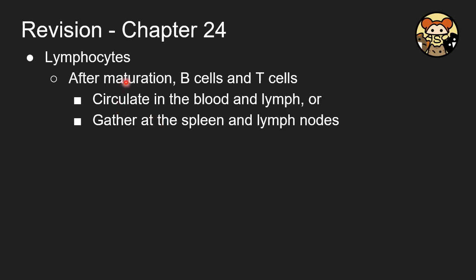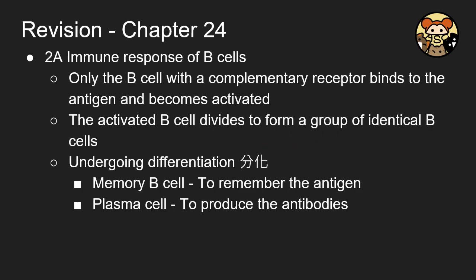So for the lymphocytes, after maturation, the B cell and T cell will circulate in the blood or in the lymph or gather in the spleen or in the lymph node. That's why the lymph node has a function of filtering the blood. So let's talk about B cell first. B cells have the complementary receptor which then binds to the antigen and becomes activated.